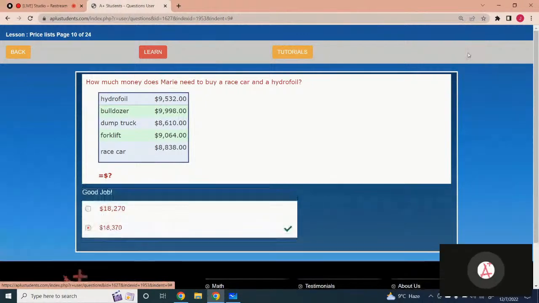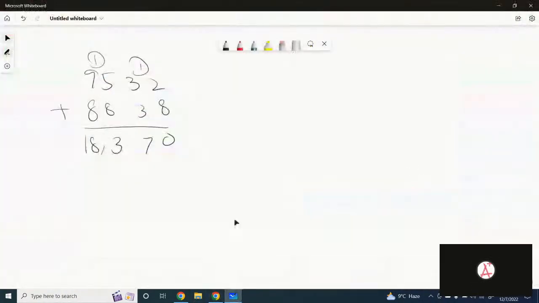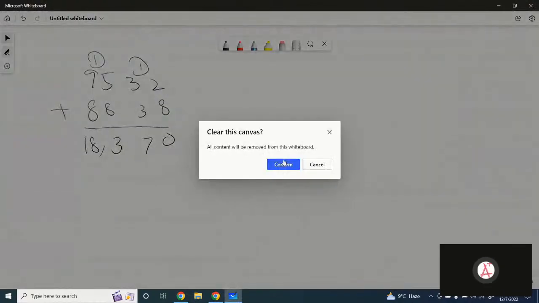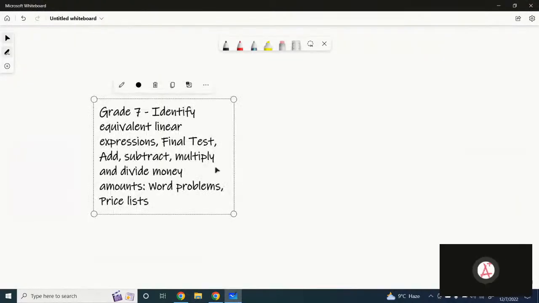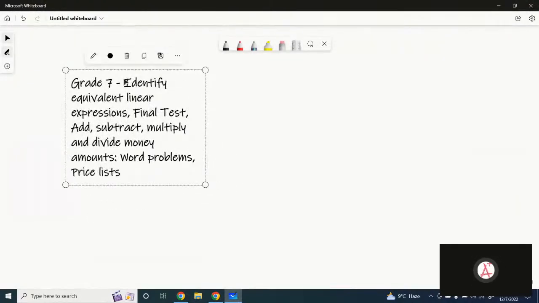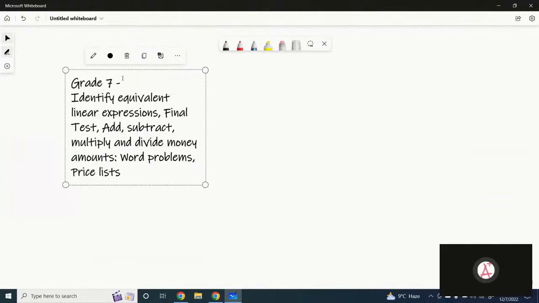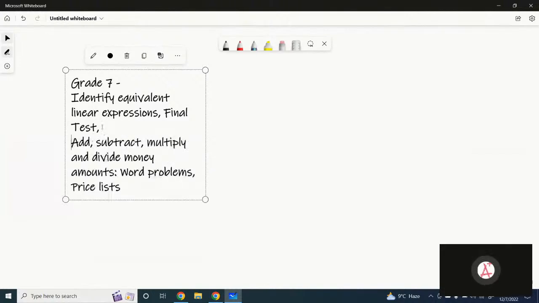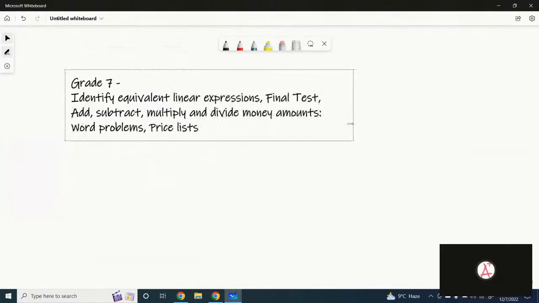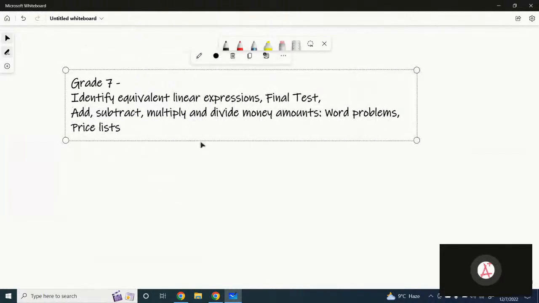Okay, you can complete the test by yourself later today. So we have covered four of the topics today. They are: identify equivalent linear expressions, the final test of the chapter expressions and properties, then we started the new chapter, that is consumer math. The lessons we did from consumer math are add, subtract and multiply money amount word problems, and then the price list. Got it?